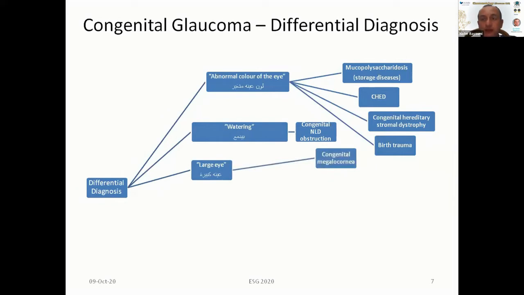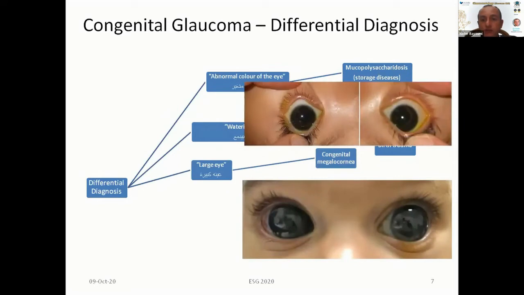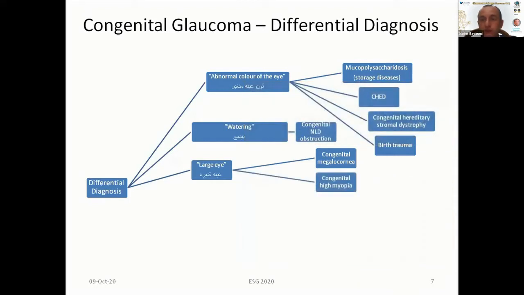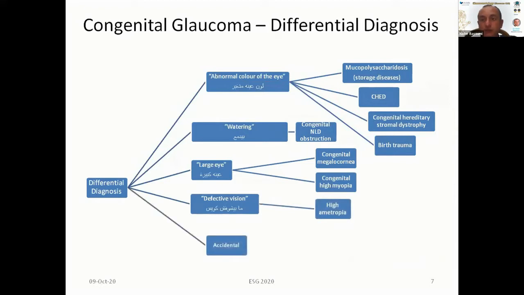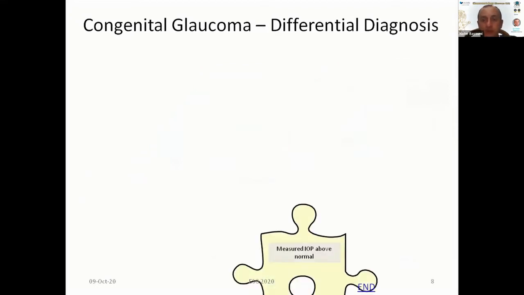What about large eyes, big eyes, buphthalmos? This may simply reflect a congenital megalocornea, as we can see in these 4 eyes. Actually, these eyes have otherwise completely normal features. Or simply a congenital high myopia. Sometimes the child may present with defective vision due to high ametropia, or there may be an accidental discovery of some optic disc abnormality, which may not necessarily reflect glaucomatous cupping, but rather another congenital optic nerve anomaly, such as a congenital optic nerve pit, coloboma of the optic nerve, or morning glory anomaly, which may mimic or look like glaucomatous optic nerve affection.